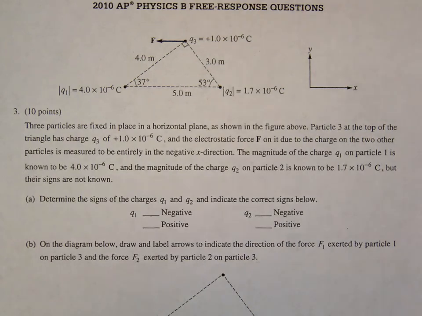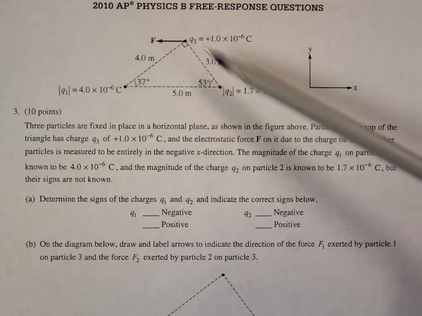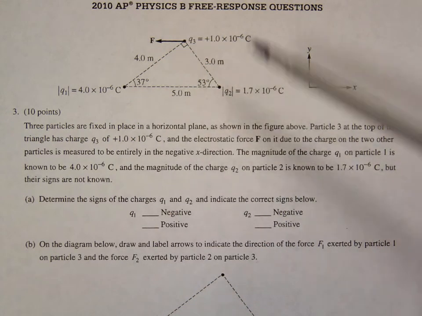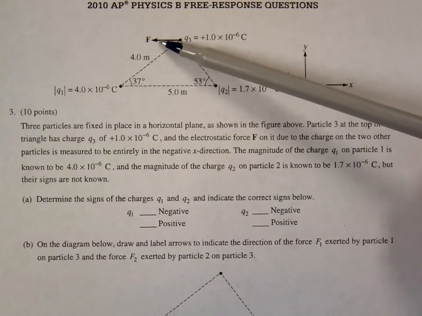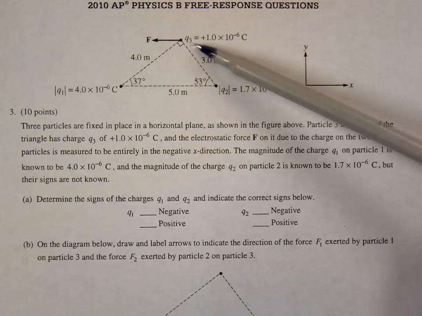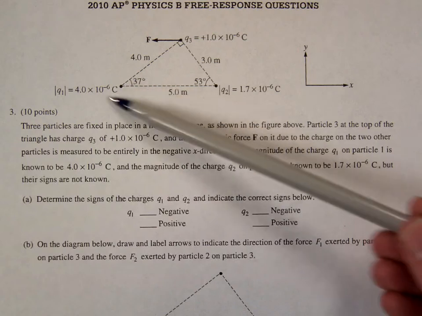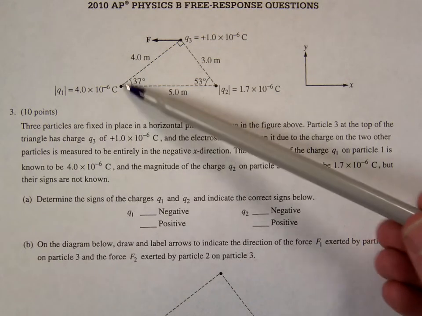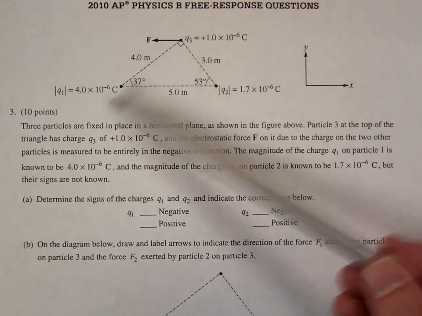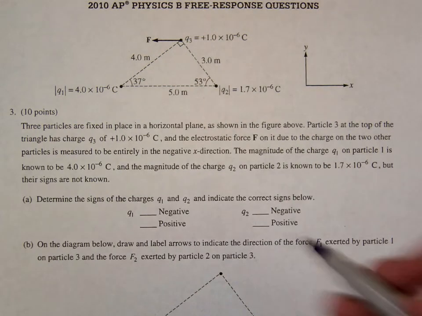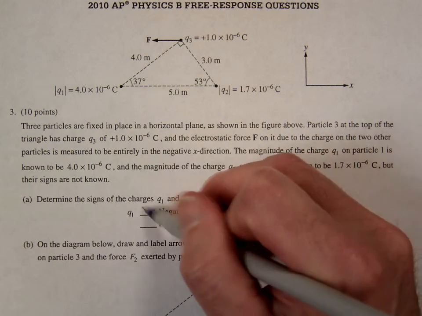Alright, so this is 2010, question number 3. So you have these charges at angles, right? And the only one they tell you the sign of is positive. They tell you the force is going to the left. So for that to happen, what must be the sign of charge C? Negative, right? If it was positive, it would push it away. It's pulling it towards it, right? So charge 1 needs to be negative.